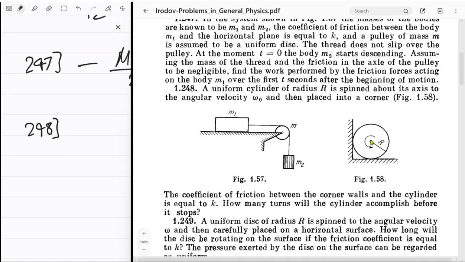Just do the torque equation for the center of mass. How many turns before it stops? You know what, I'm starting to think of something not quite what I would usually do, since I've been doing these using energy conservation, sorry, the work energy theorem. Why not do this one as well?